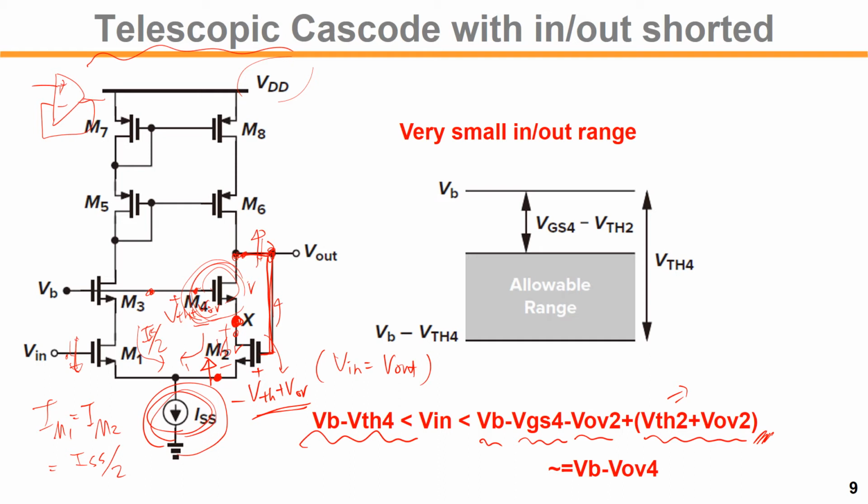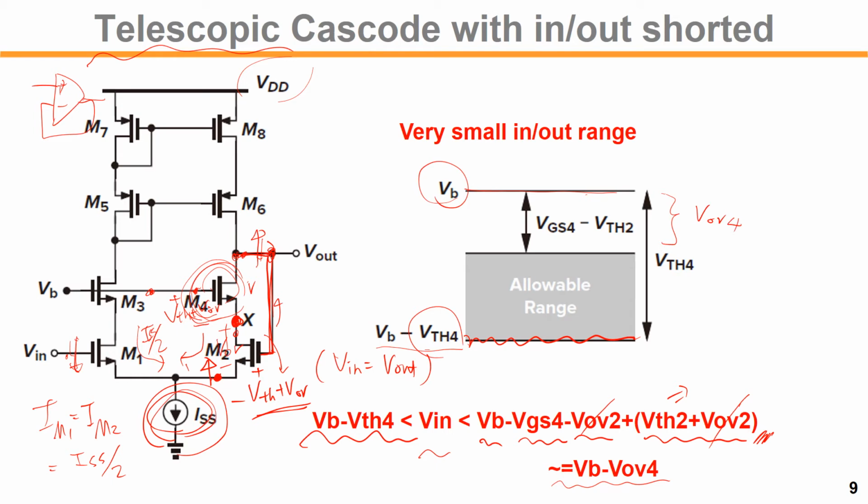If you cancel out the similar values, what would we get? Approximately VB minus V overdrive of M4 would be the maximum value you can get for the signal range. This signal range is visualized in the figure on the right-hand side. Starting from the VB reference, it can go down to VB minus VTH, one threshold voltage down, and then going up is up until this kind of overdrive, right?